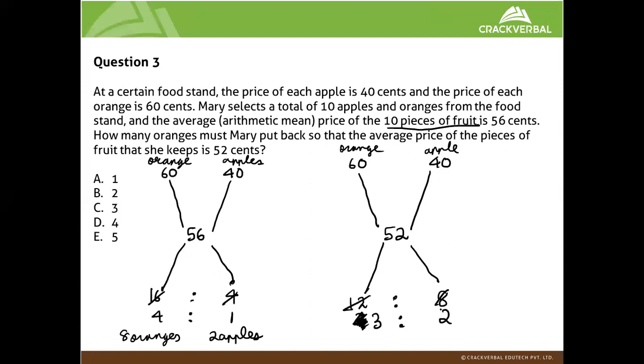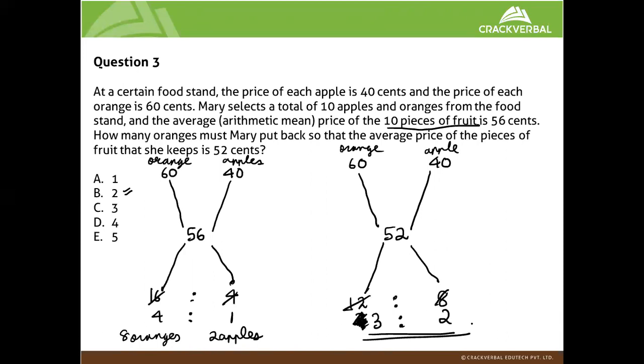Now think about this. The trap answer here would be to select B, 2 oranges. Because if you found the ratio 3:2 and you've still assumed that there are 10 pieces of fruit, then clearly you're going to get 6 oranges and 4 apples. And if you have 6 oranges from 8 oranges, obviously you're going to keep back 2. But remember, guys, just bring in logic here. If Mary keeps back certain oranges, the total fruit is not going to remain 10. It's going to reduce to less than 10.